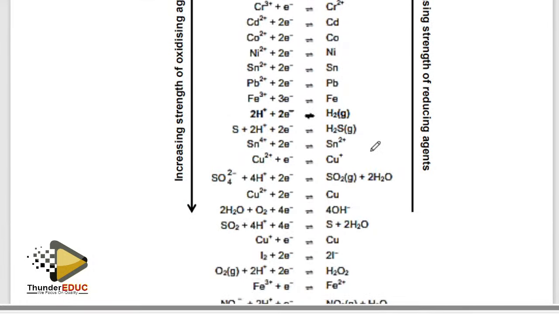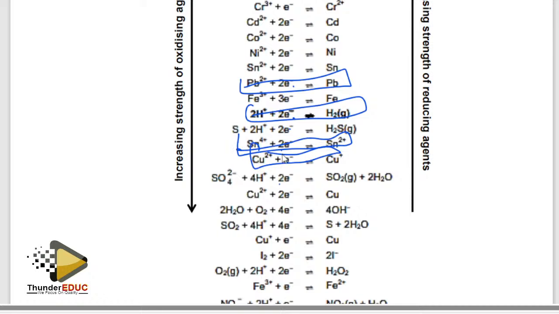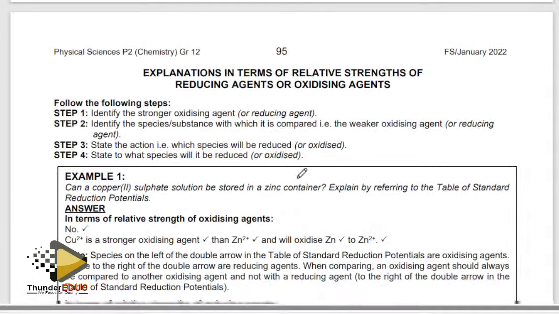For example, I have zinc and lead and hydrogen, so it means that lead is more reactive than hydrogen. Tin is more reactive than copper. So the one which is on top is more reactive than the one which is on bottom. You understand? Therefore, the one which is on top is going to be oxidized, the one which is on bottom is going to be reduced. So that's how you identify which one goes to the cathode, which one goes to the anode.